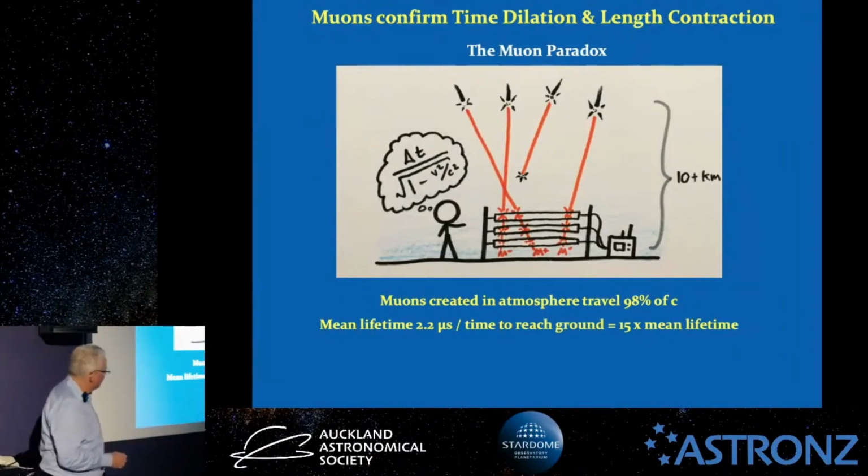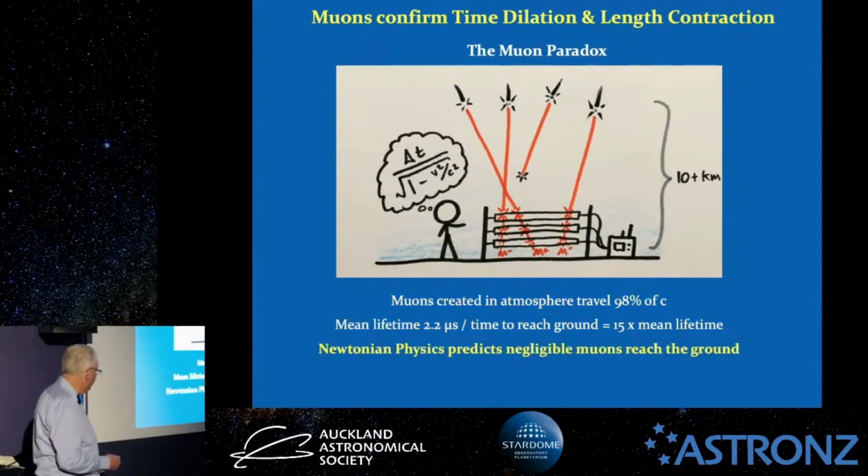The muons get created up here and they head on down towards the ground at 98% the speed of light. They've got a mean lifetime of about 2.2 microseconds. So their time to reach the ground is 15 times their mean lifetime, which immediately tells you the chances of finding them on the ground, according to Newtonian physics, is pretty slim. You're not going to find many. Newtonian physics predicts a negligible amount of muons. Almost all of them are going to have decayed by the time they reach the ground.